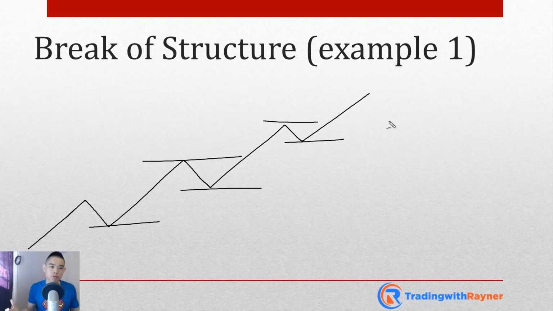So what do I mean by a break of structure? The break of structure means that the first clue that the market is telling you that it's weak, or it's about to reverse, is when you have a break of structure where the price makes a new lower low and lower high. So in this case, over here you have a lower high and a lower low. So let me just redo this. This is not a very good example.